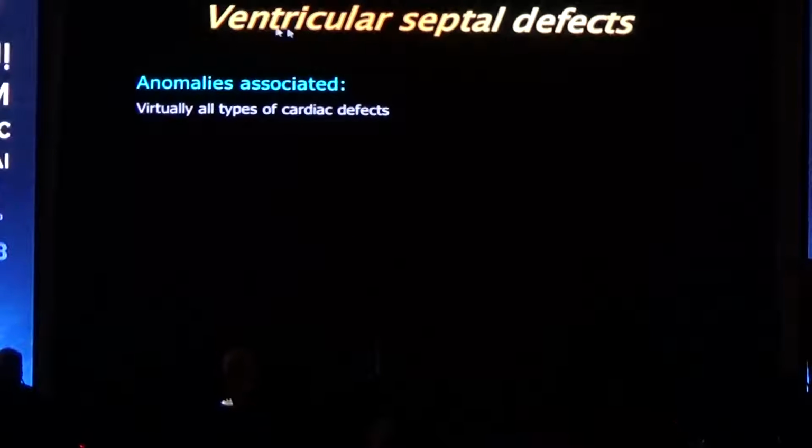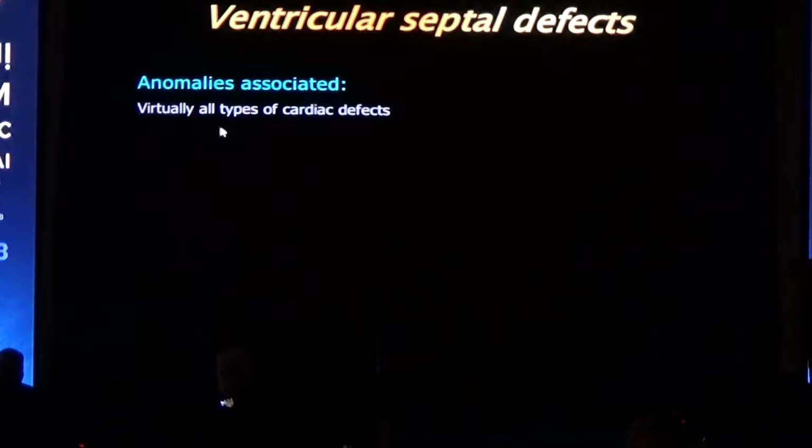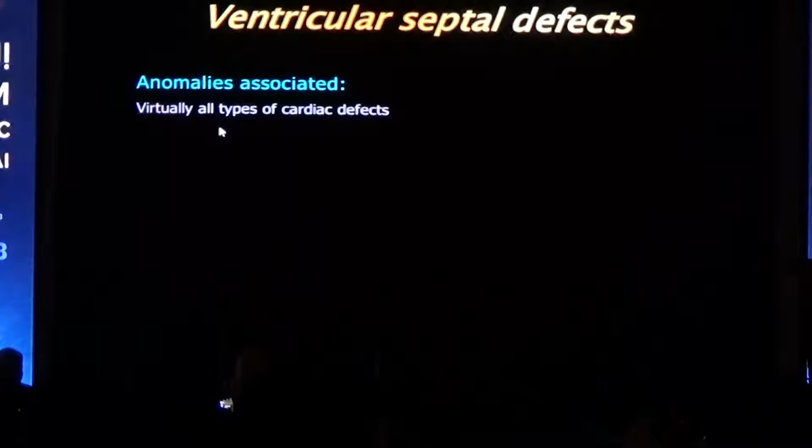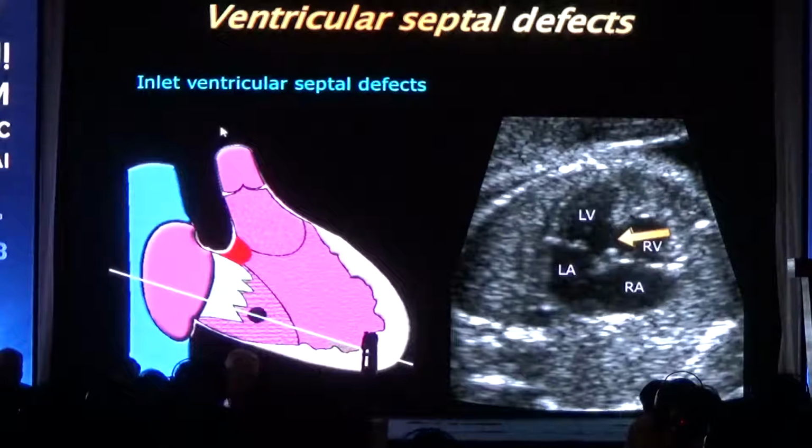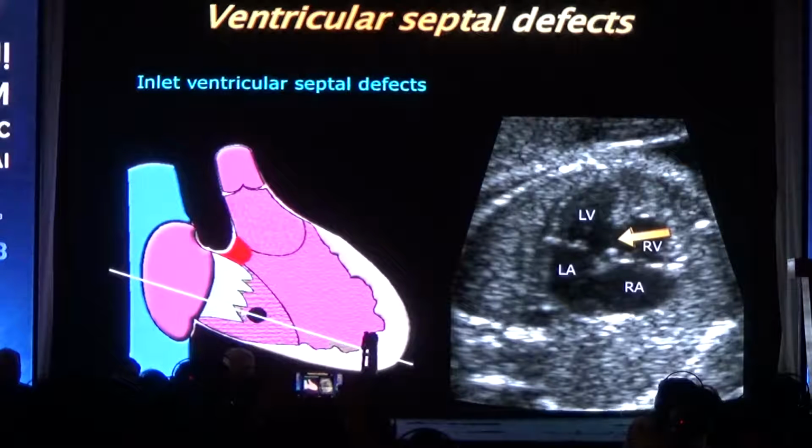Now, ventricular septal defects are extremely common, so they're essentially associated with everything else. They are not the kind of thing where you say, I have a ventricular septal defect, so what else should I be looking for? You should be looking at the entire baby, not only the heart, but the rest of the baby, because they have association with aneuploidy.